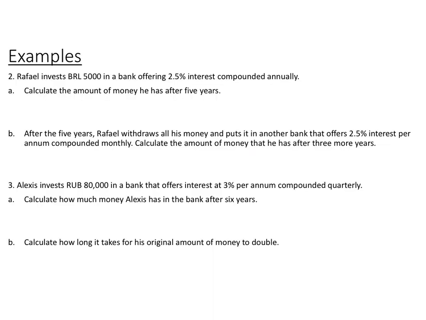For this next example, Rafael invests 5,000 Brazilian real in a bank offering 2.5% interest compounded annually. We want to calculate the amount of money that he has after 5 years, and then he's going to take all of that money out of the bank and put it into another bank that offers 2.5% interest per annum, so per year, compounded monthly. And then we want to calculate how much money he's going to have after 3 more years. So how much money is he going to have after 5 years in the first bank, and then take that out, put it into the second bank, how much money is he going to have after 3 more years. So go ahead and pause the video and try this one.